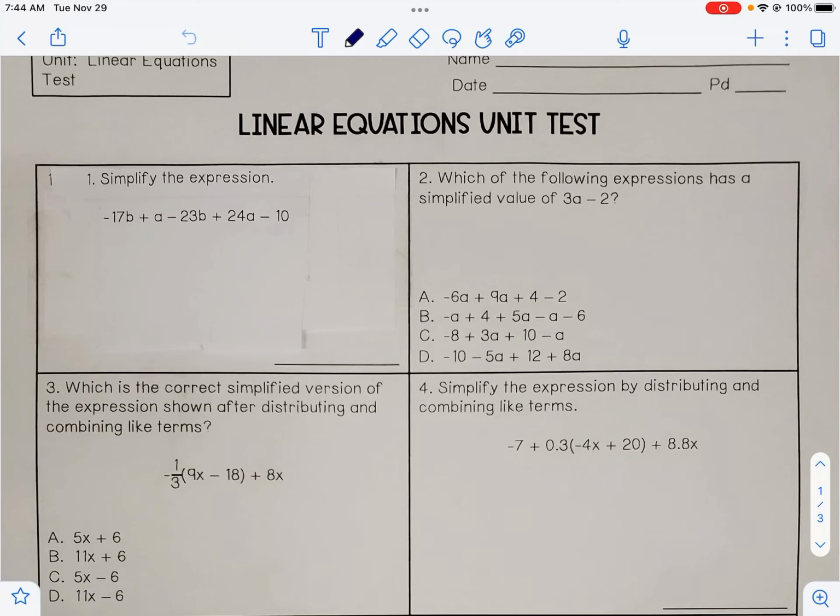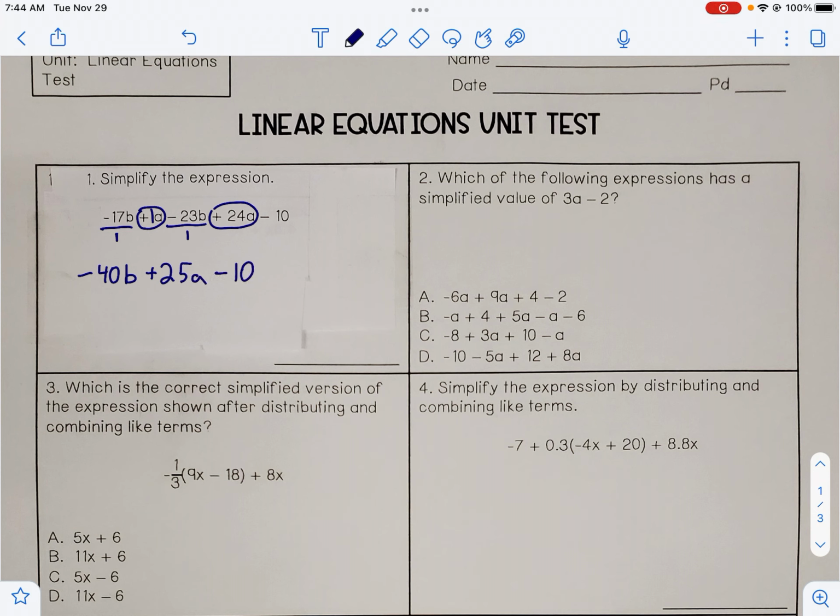For number 1, you'll notice there is no equal sign, so we need to combine like terms. We can start by underlining terms that have the same variable, circling other terms with a different variable, and then combining. Negative 17b minus 23b makes negative 40b. Positive 1a plus 24a makes plus 25a.